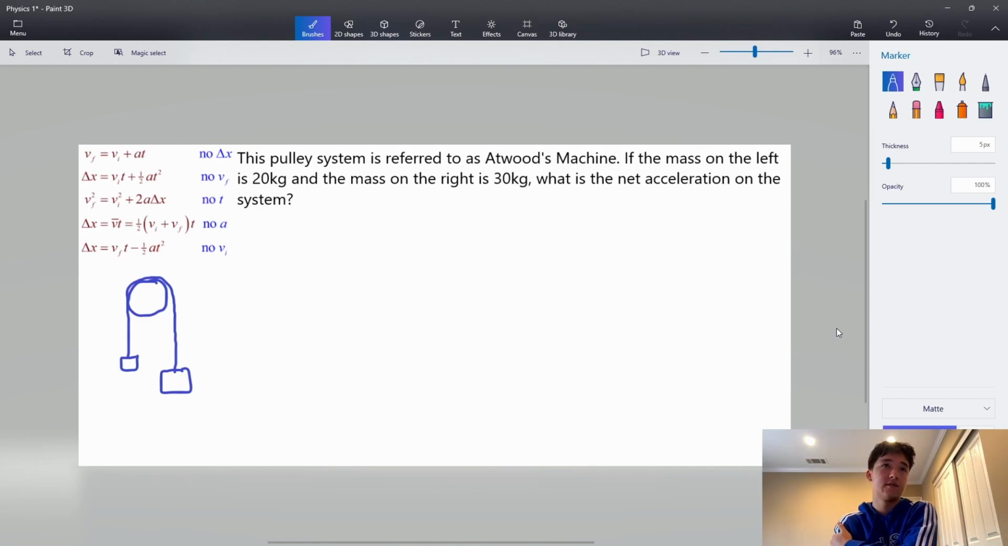What's up, guys? This video is going to be on the pulley system and just pulleys in general. So let's just get straight right into this.